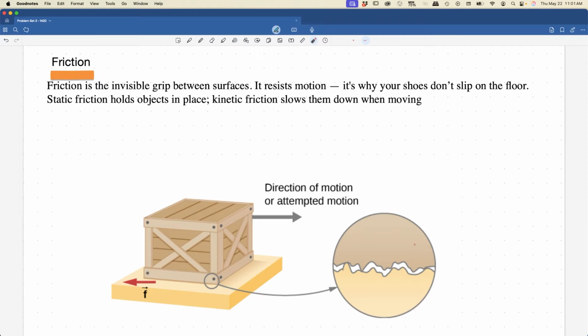There are 2 kinds of friction. Static friction holds objects in place. That means there is no motion between the 2 surfaces. On the other hand, kinetic friction slows them down when moving. So there you have motion and friction is opposing the motion. As you can see in this diagram, if the direction of motion is to the right side, then friction is to the left. So friction always opposes motion.